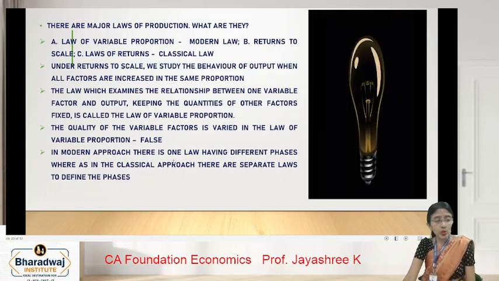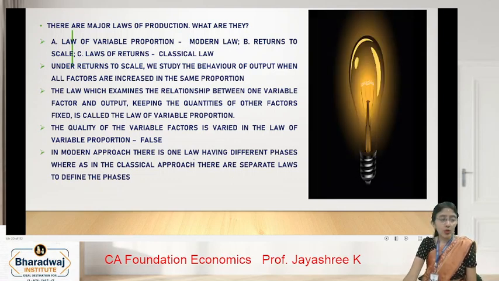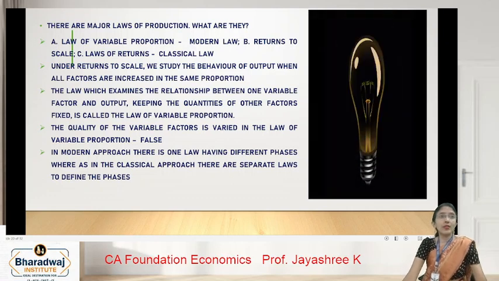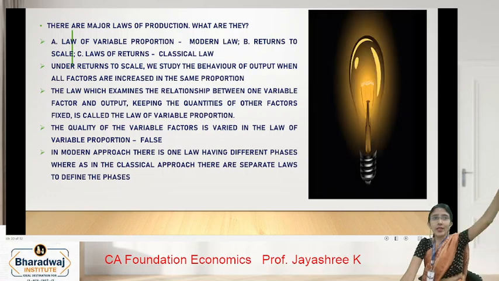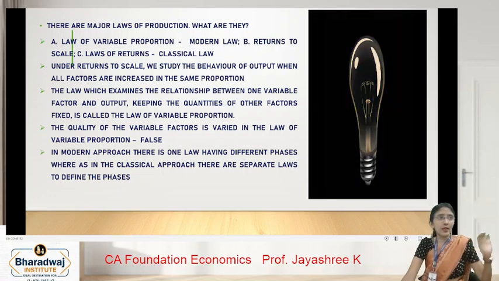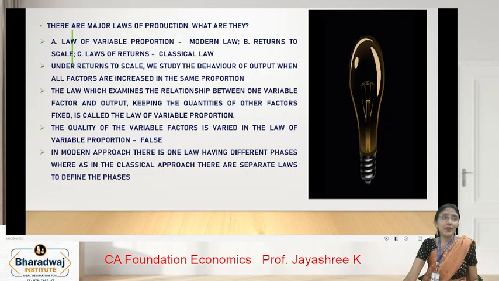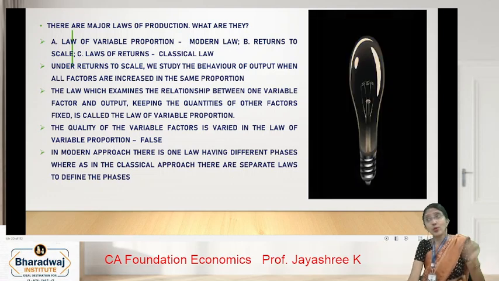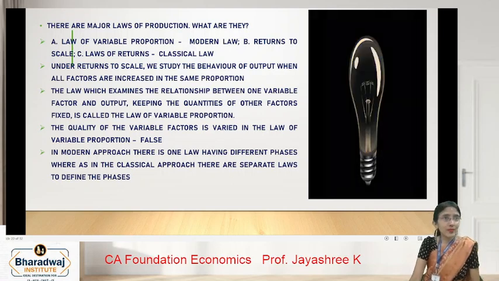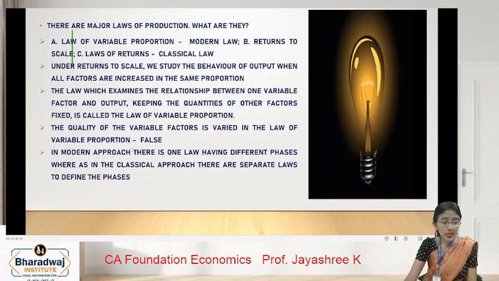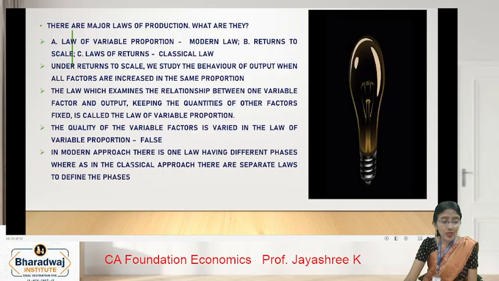In the modern approach, there is only one law having different phases, whereas in the classical approach, there are separate laws to define the phases. Under laws of returns, how do we study? Law of increasing returns, law of decreasing returns, law of constant returns separately. Whereas under law of variable proportion, which is a modern law, how do we study? Stage 1, 2, 3, phase 1, 2, 3. That is a question here. So this is law of variable proportion. This is laws of returns.